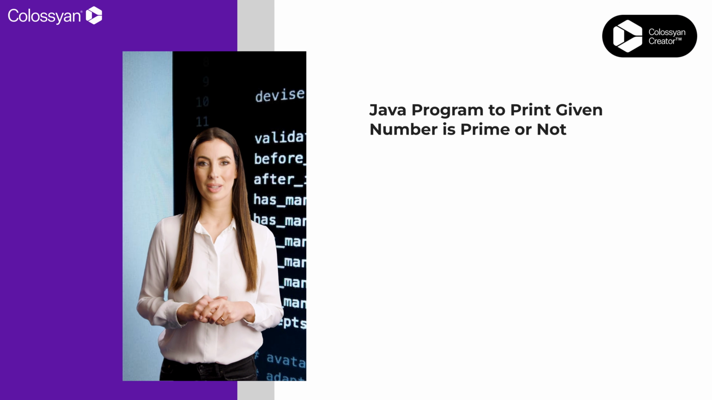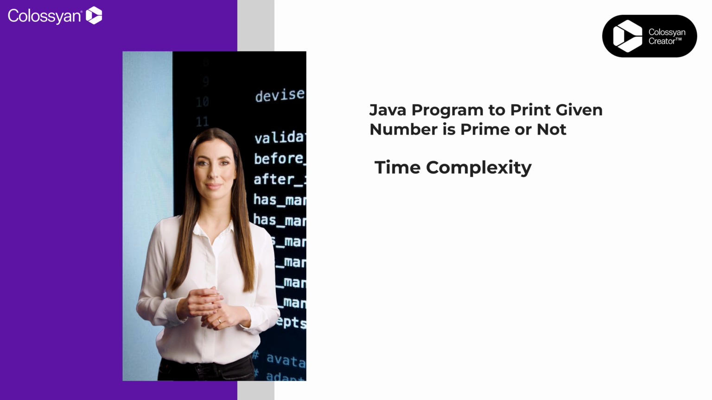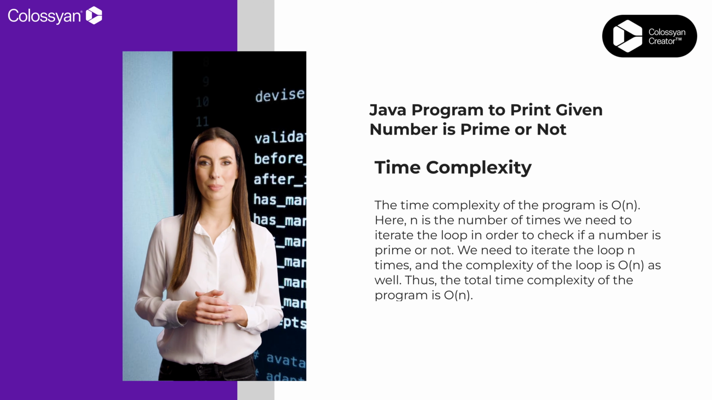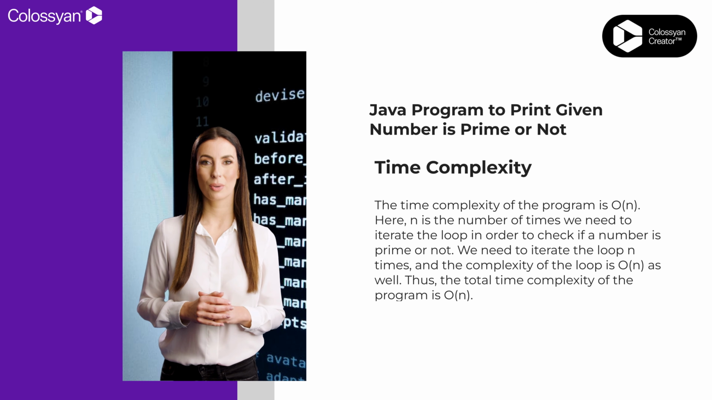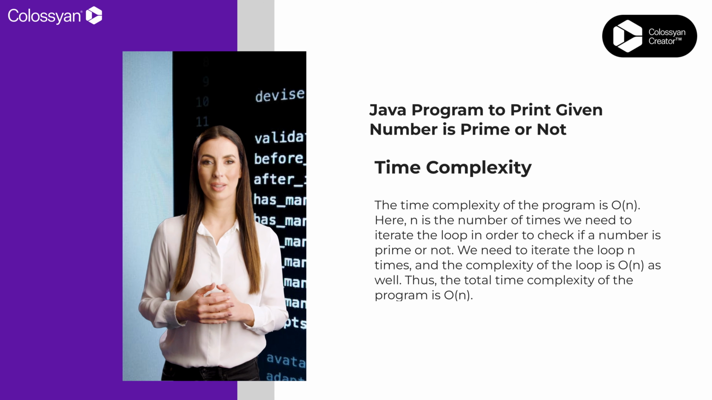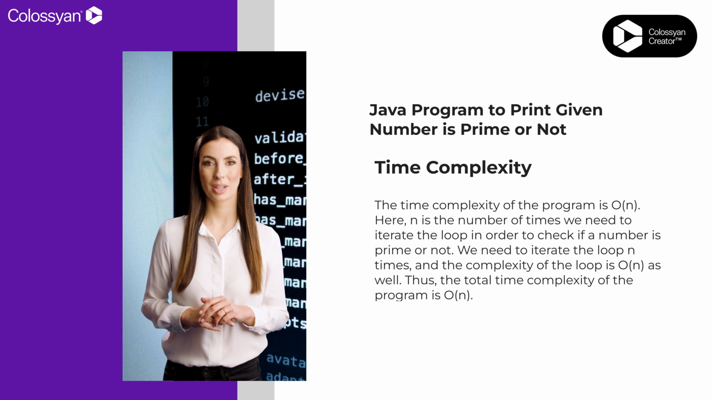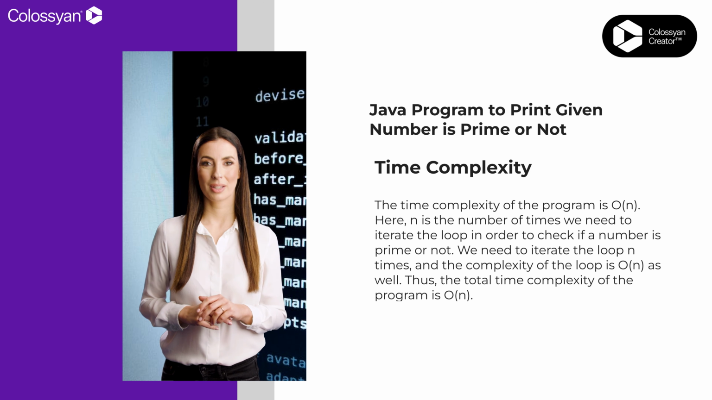The time complexity of the program is O(n). Here, n is the number of times we need to iterate the loop in order to check if a number is prime or not. We need to iterate the loop n times, and the complexity of the loop is O(n) as well. Thus, the total time complexity of the program is O(n).